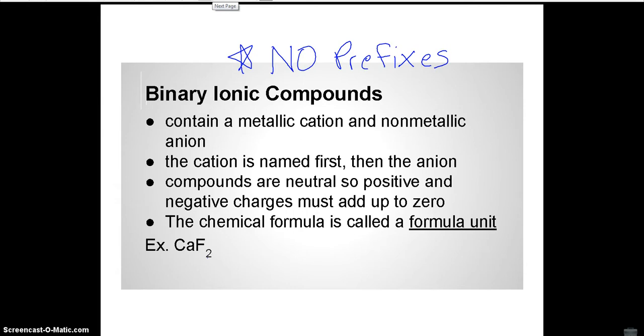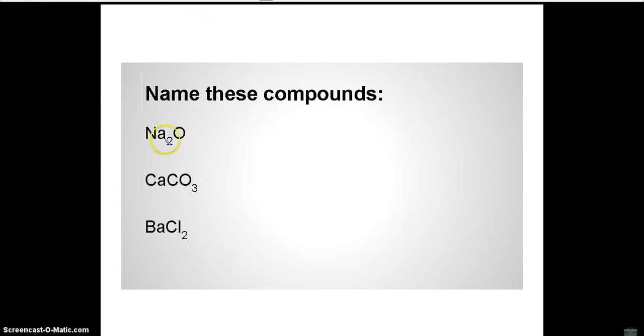Let's take a look at some examples. Okay, we want to name these compounds. So Na is called sodium. O is called oxide. It's that simple. Sodium oxide. Now, what if we put in a polyatomic ion? Now, it's not binary anymore, but we name it the same way. So we still name the cation, which is calcium. And we name the anion. Now, polyatomic ions have a very special name. CO3 is named carbonate.